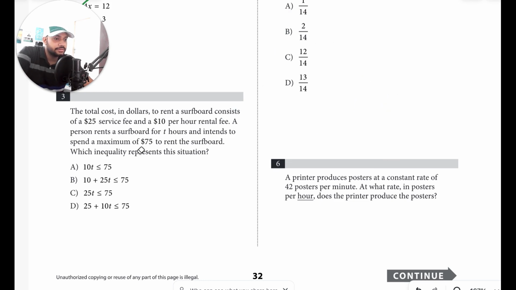Let me clear all this up. Okay, I missed a question. Question 3. The total cost in dollars to rent a surfboard consists of a $25 service fee and a $10 per hour rental fee. A person rents a surfboard for T hours and intends to spend a maximum of $75 to rent the surfboard. Which inequality represents the situation? 25 fixed fee plus 10T. This should remain within 75. Option D. All 6 questions done.